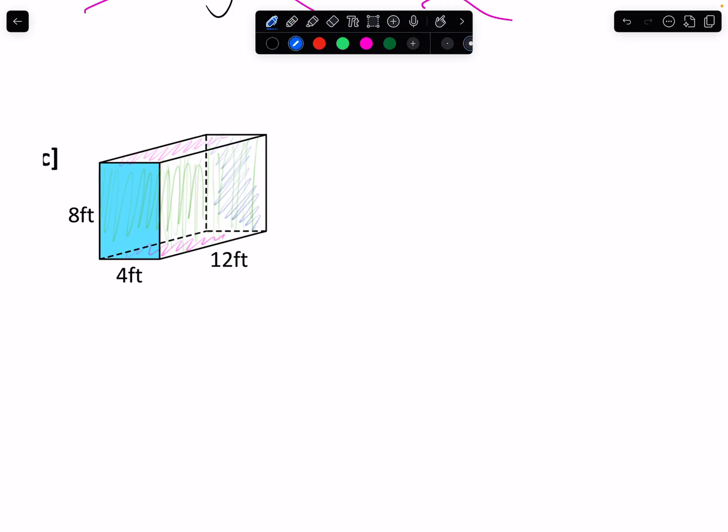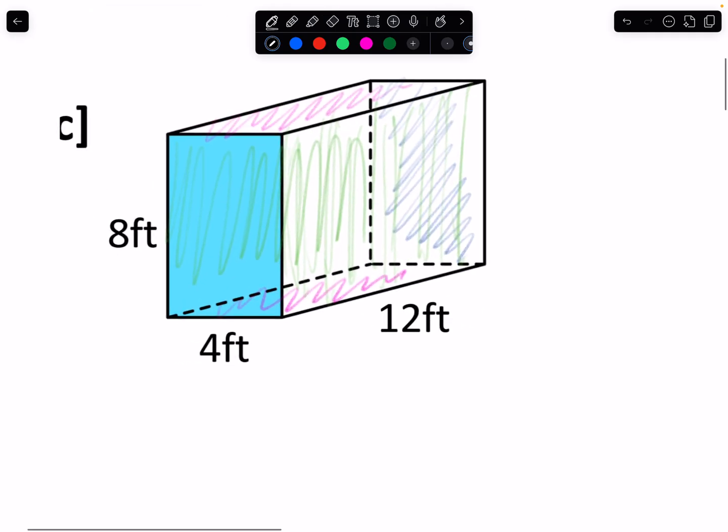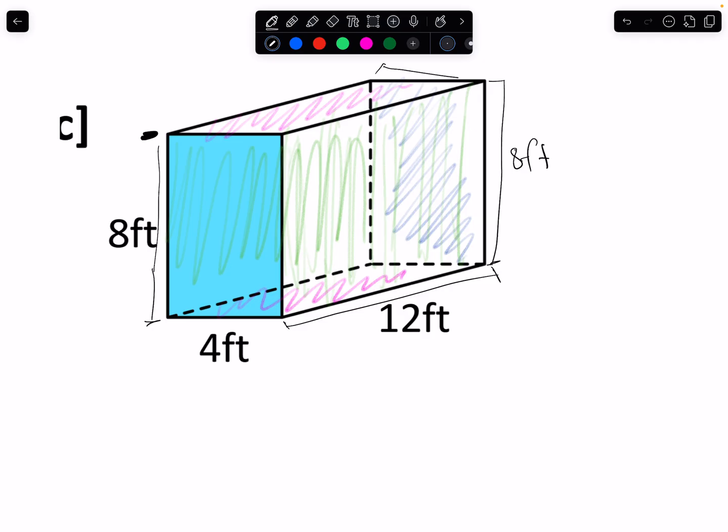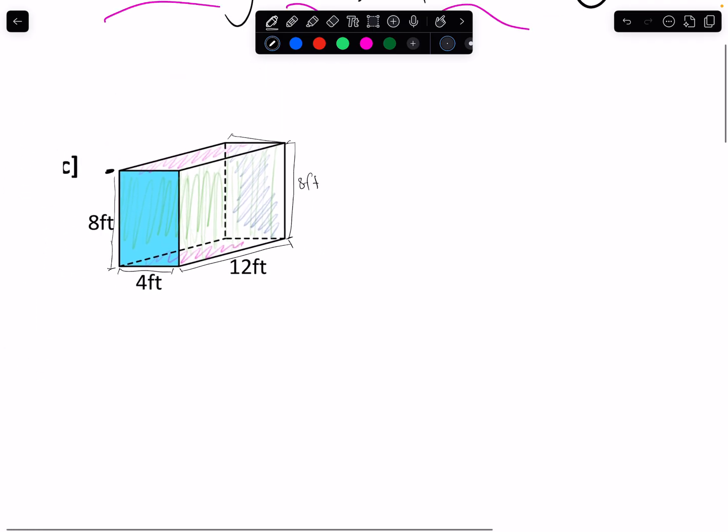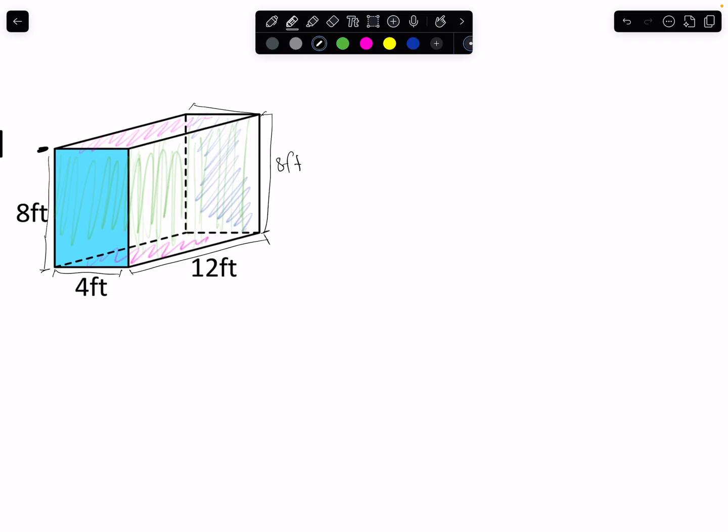Now, just to show that they are the same, you can see that this side here is 8 feet. So that means this side here is 8 feet. So you can see that the front and the back are identical. You can also see then the left and the right have the same height and the same width. Here, this is the same width here as it is here. So the top and the bottom are also the same. So what that means is we're going to draw the faces that we're going to be calculating. So I'll draw them in here.